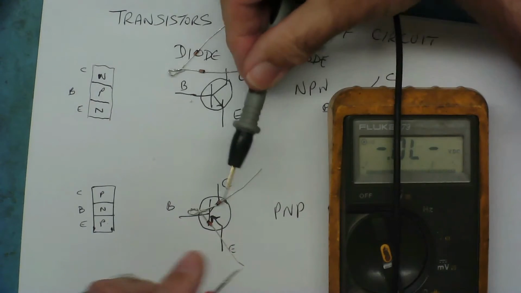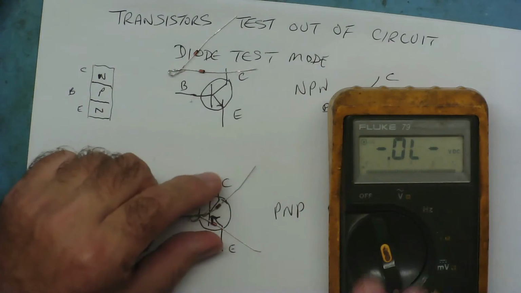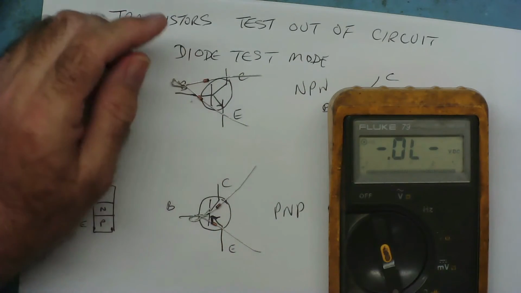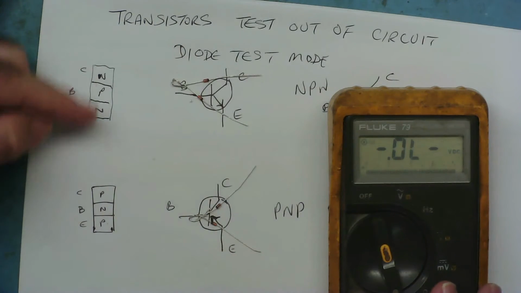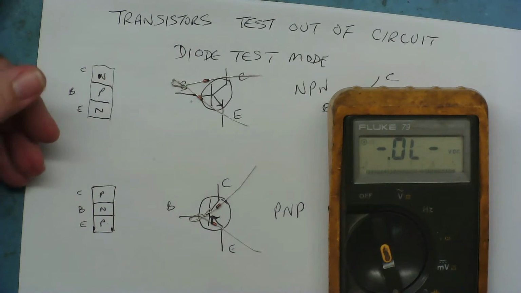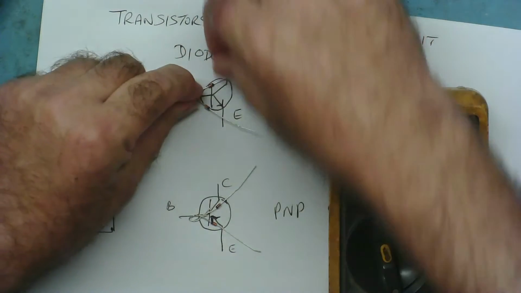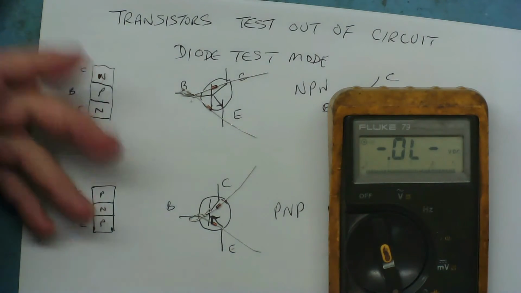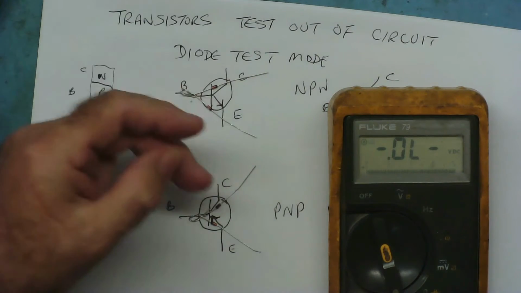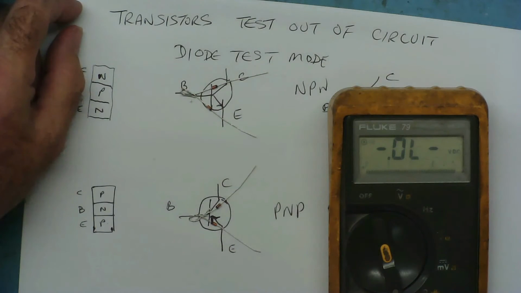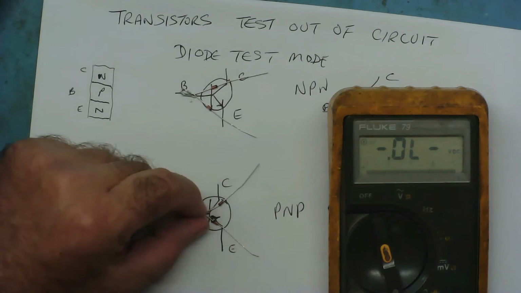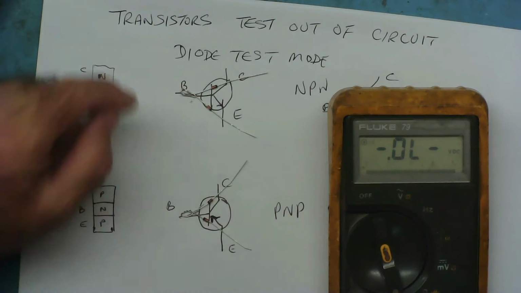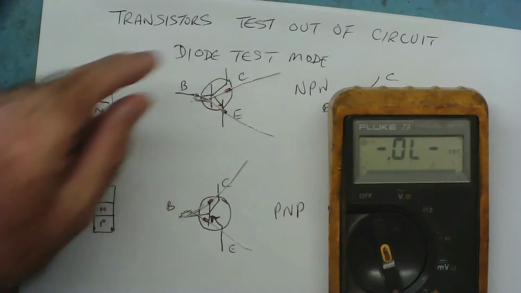So, with a multimeter, we can easily test the junctions are there. Doesn't necessarily mean the transistor's working, but the junctions are there. It's not short circuit or open circuit between the base and collector or the collector and emitter. We can also check that it isn't short circuit from the collector to the emitter, yeah?